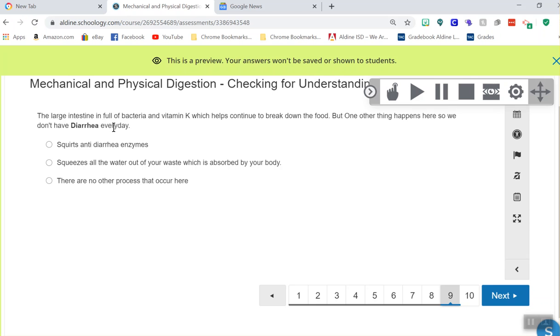The large intestine is full of bacteria and vitamin K, which helps continue to break down the food. But one other thing happens here, so we don't have diarrhea every day. And if you remember, it squeezes all the water out and absorbs it back into your body. Now, how do we get rid of this water that's absorbed into your body?